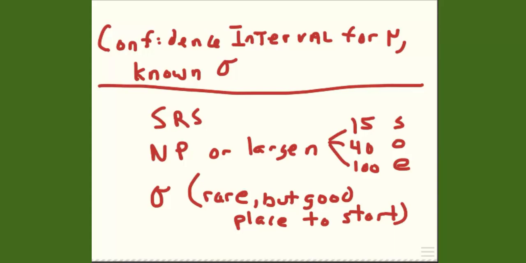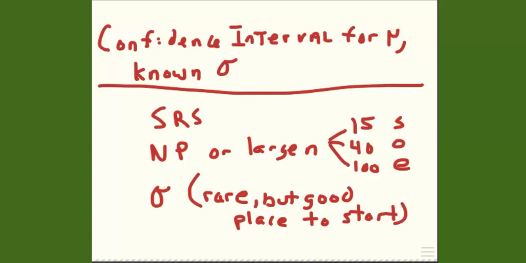Okay, in this video, we'll start with confidence intervals. And the first confidence interval we'll talk about is a confidence interval for the population mean, mu, when we know the population standard deviation. So some requirements for a confidence interval.